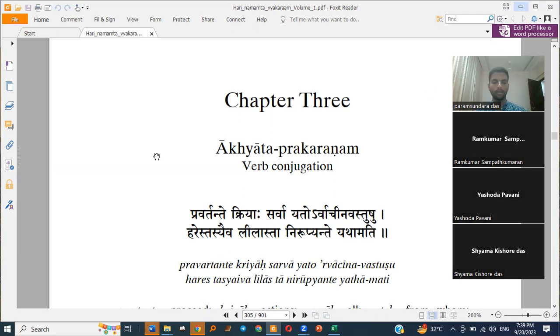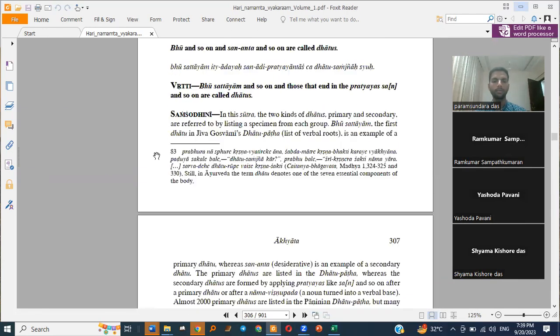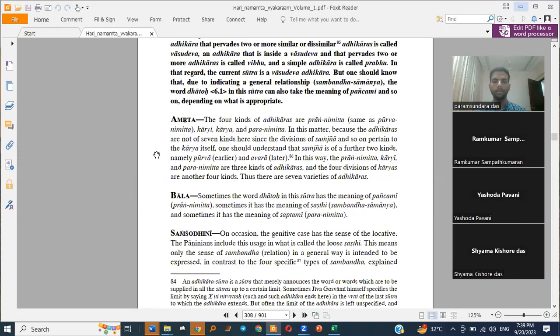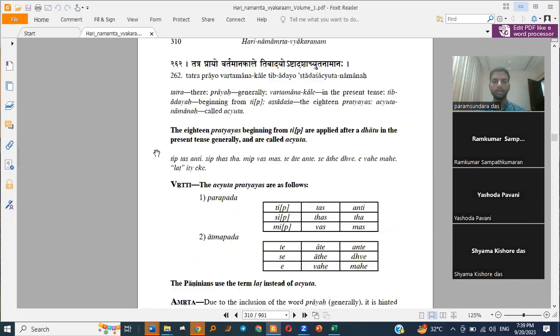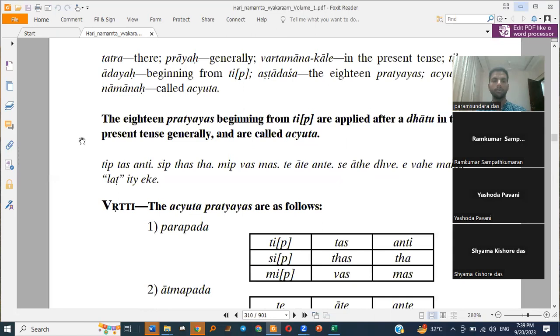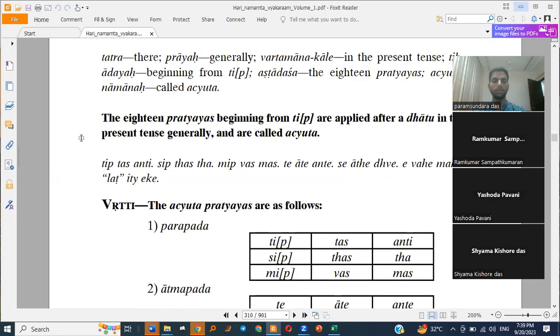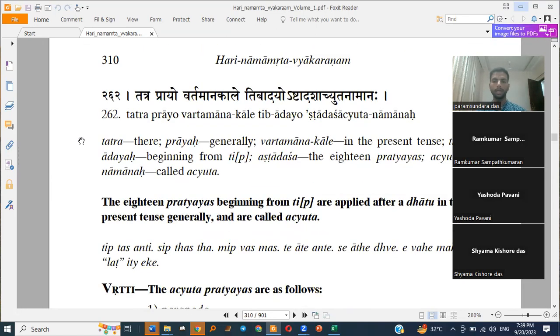So we had begun doing the first set of pratyayas. We'll do them again. The first one was Sutra 262. Tatra prayo vartamana kale tibadayo stadasha chuto namana. So the first set of pratyayas, the 18 pratyayas, in each set we have 18 pratyayas. So 10 sets, 10 into 18 is 180.